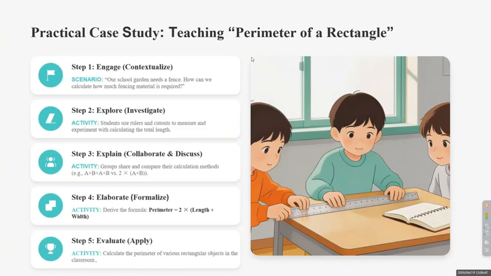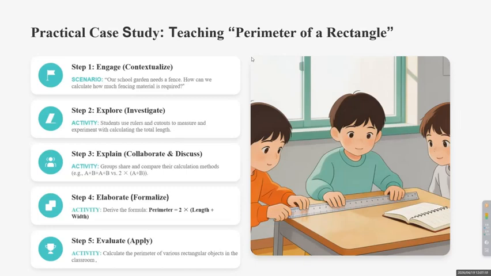We begin with step 1, engage. Instead of starting with a formula, we present a real-world problem. Our school garden needs a fence. How can we calculate how much fencing material is required? This immediately contextualizes the learning, sparking curiosity and giving the task a clear purpose.